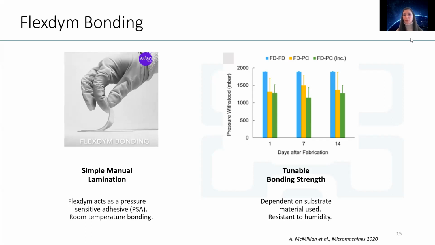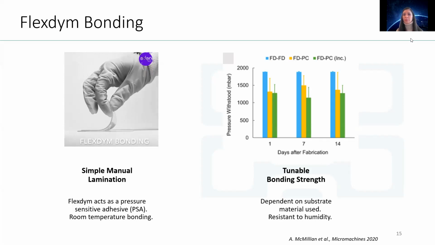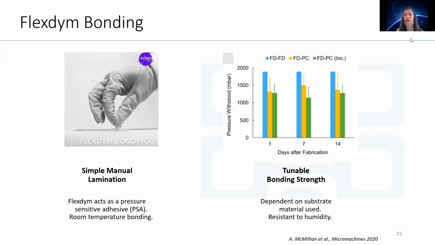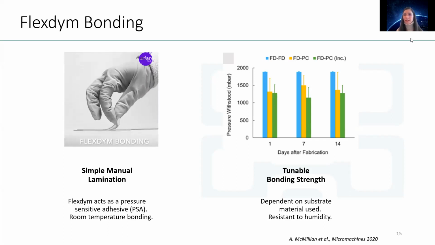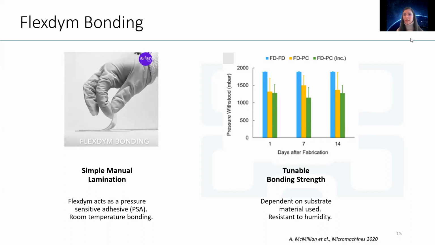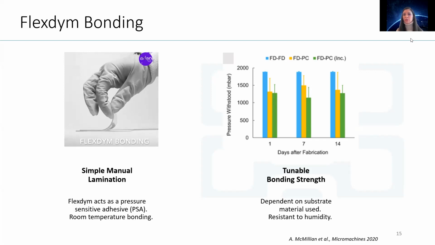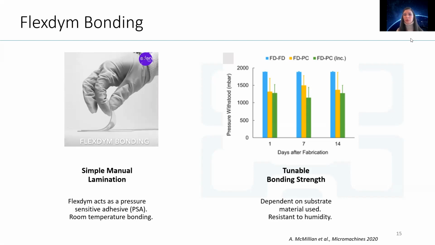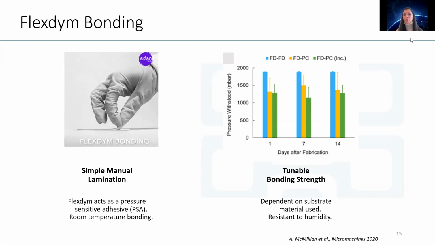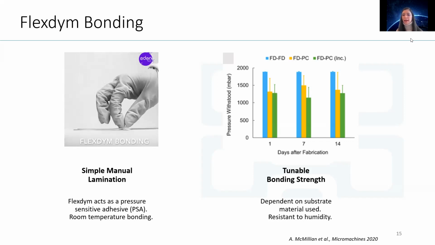So here we have experimental results from a recent publication which show the fluidic pressures that are withstood for fully Flexdym devices. So you can see those are in blue. Then we have hybrid devices, which are Flexdym on polycarbonate. And finally, devices that are Flexdym polycarbonate and that have been additionally incubated at 37 degrees in order to check for cell culture conditions. And the fluidic pressure was tested for different time periods. So 1 day after fabrication, 1 week, and then 2 weeks.